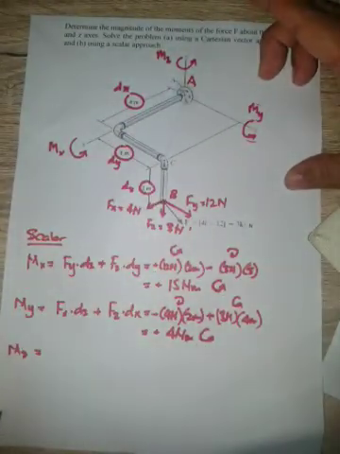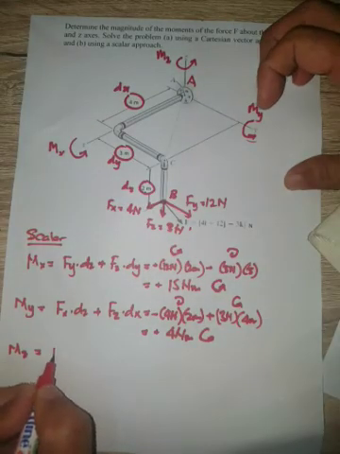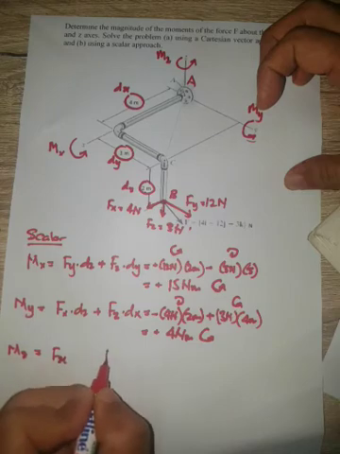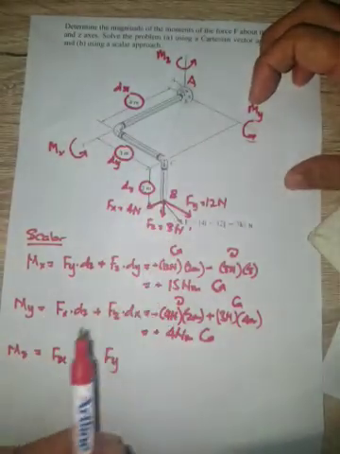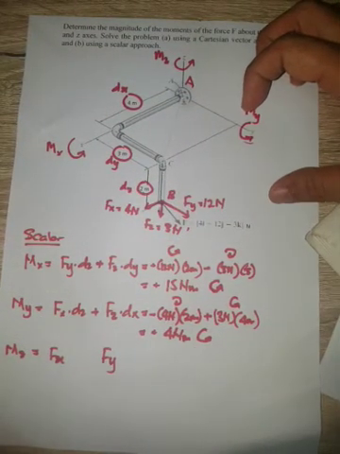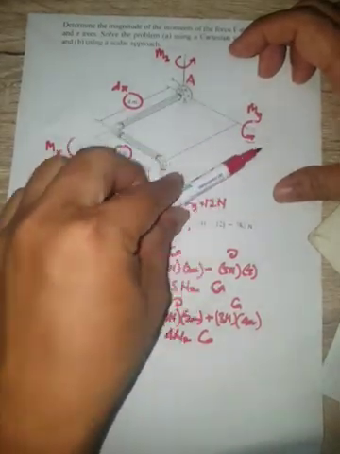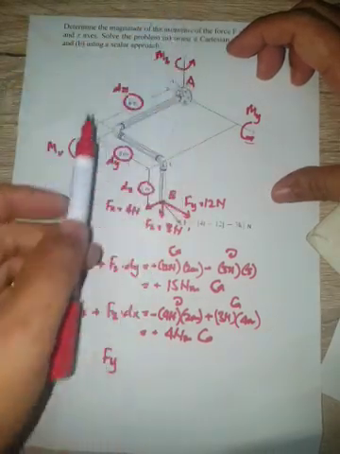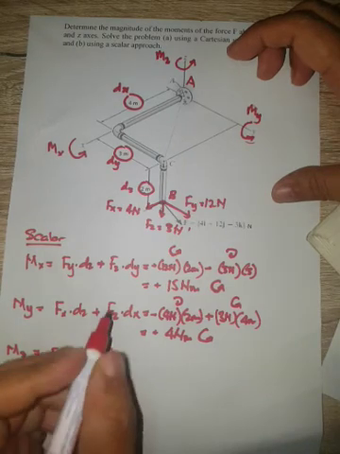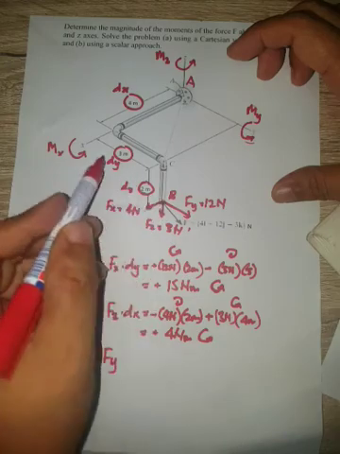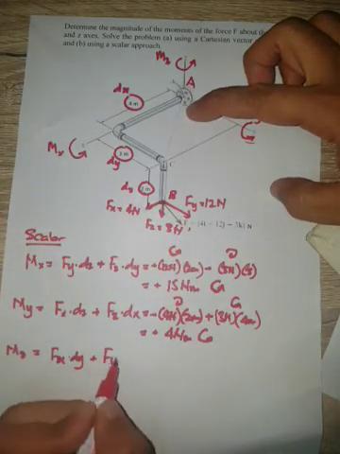Like this is going to be positive values. So the forces that create moment around the z axis are Fx and Fy, because Fz is parallel with the z axis, so it's not going to create any moment. For Fx, the perpendicular distance between the action line of Fx and the z axis is going to be dy, and plus Fy, the perpendicular distance between the action line of Fy and the z axis is going to be dx.